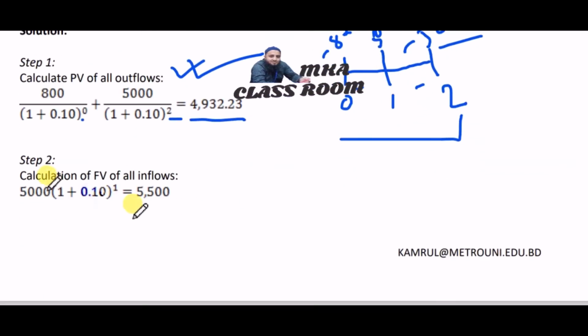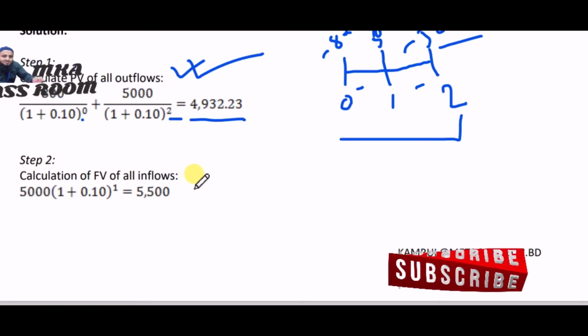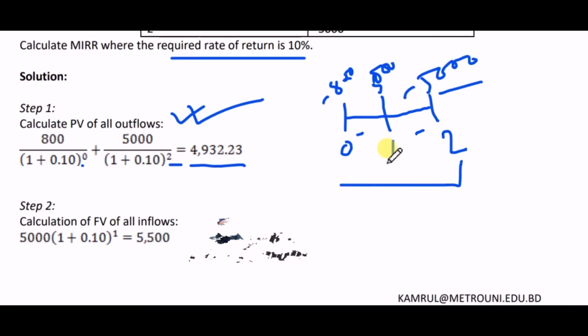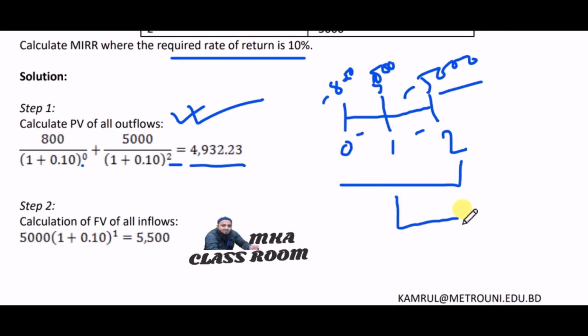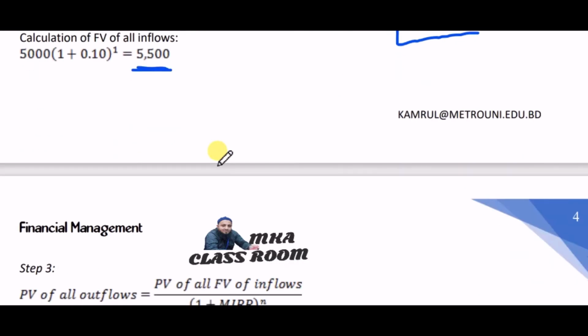Now step 2, you have to calculate all inflows to the future value. So here is only one inflow, then what would be its n value? In future value, our timeline should go to the right side. So here 5000 has n equal to 1, that is 5000 into 1 plus r power n, that is 1 plus 0.10 power 1, that is 5500 taka.